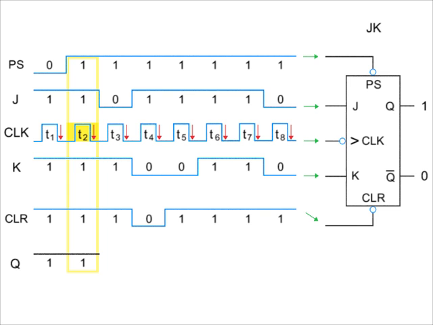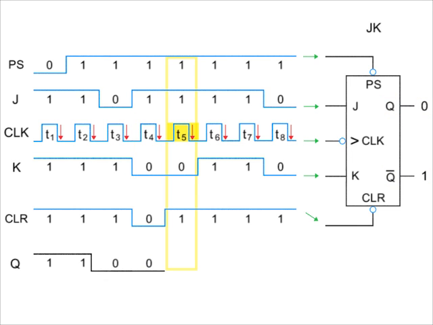At T2, the input to both J and K is 1 or high and hits a clock pulse, thus Q toggles to 0 or low. At T3, the input to J is 0 or low, and the input to K is still 1 or high, thus Q remains at 0 or low. At T4, input to CLR is low, and thus will take priority over any other input. Thus, Q remains at 0 or low.